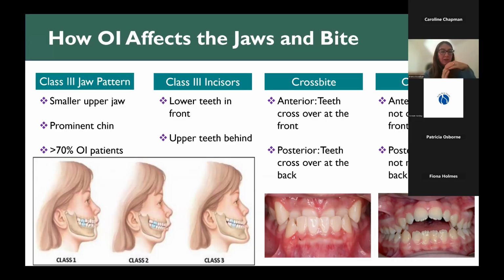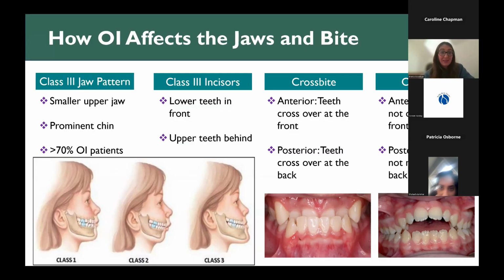The class 2 is where the lower jaw is smaller, so it sits further back, and the top teeth stick out more relatively. Some patients say, oh, I feel like I look like Bugs Bunny because my top teeth stick out. The opposite of that is a class 3 jaw, where the lower jaw relatively is bigger and sticks out more. And people may say, oh, my chin is quite prominent. Now, patients that have OI can present with any of those, class 1, class 2, or class 3, but we do know that more than 70% of patients present with a class 3 style of jaw pattern.